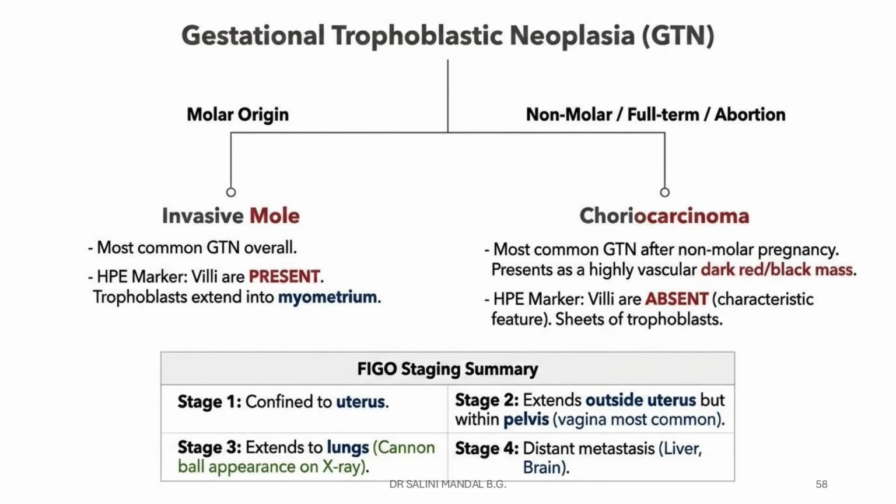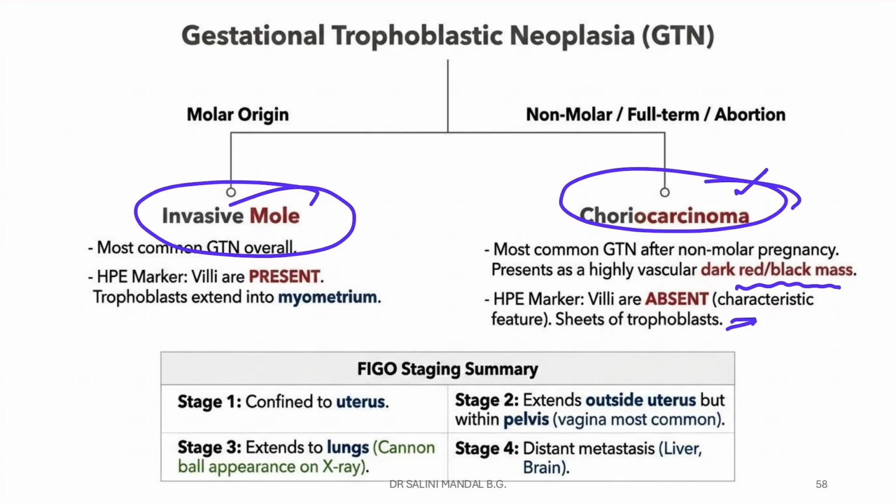That is gestational trophoblastic neoplasia, in which we have a molar origin and a non-molar origin, that is full term or abortion. Choriocarcinoma is there, after a non-molar pregnancy. Over here there is going to be a dark red-black mass. That is very important. On histopathological examination, villi are absent in choriocarcinoma. But in invasive mole, the villi will be present, and the trophoblast is going to extend into the myometrium. This invasive mole is the most common gestational trophoblastic neoplasia overall.